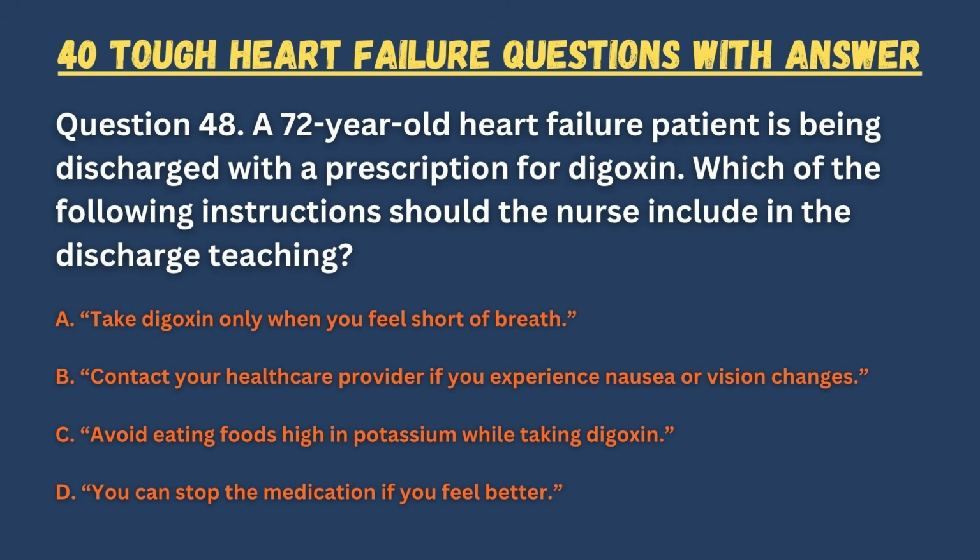Question 48. A 72-year-old heart failure patient is being discharged with a prescription for digoxin. Which of the following instructions should the nurse include in the discharge teaching? A. Take digoxin only when you feel short of breath. B. Contact your healthcare provider if you experience nausea or vision changes. C. Avoid eating foods high in potassium while taking digoxin. D. You can stop the medication if you feel better.